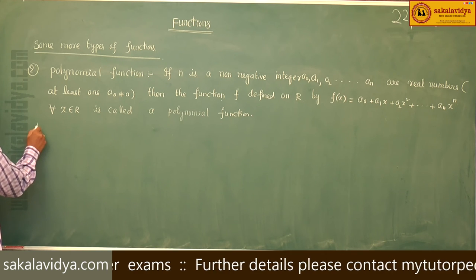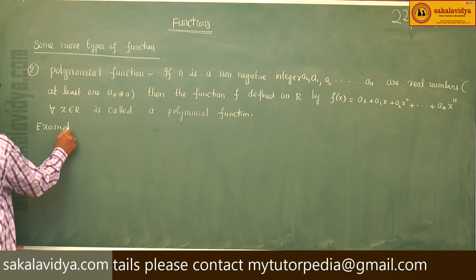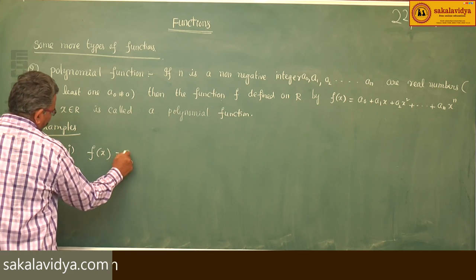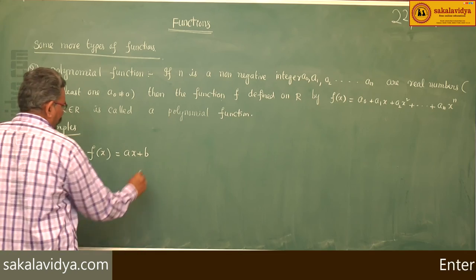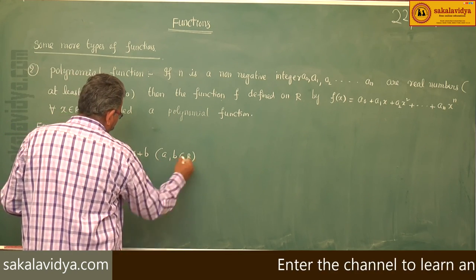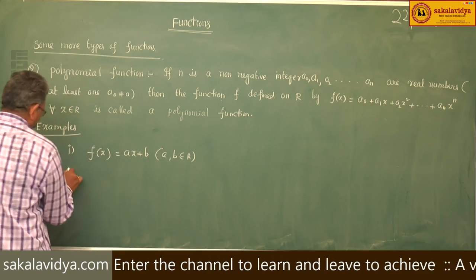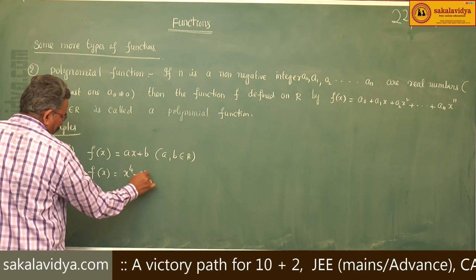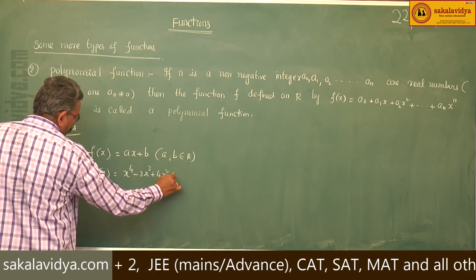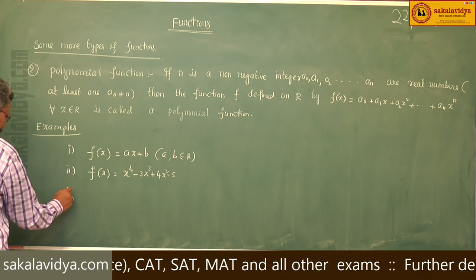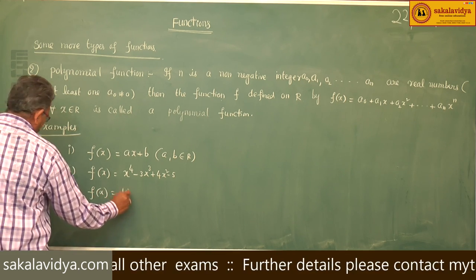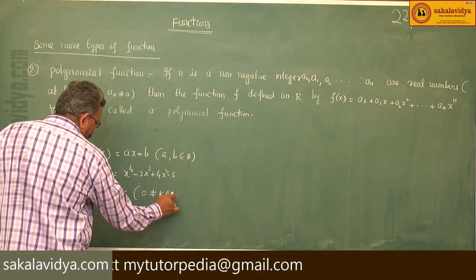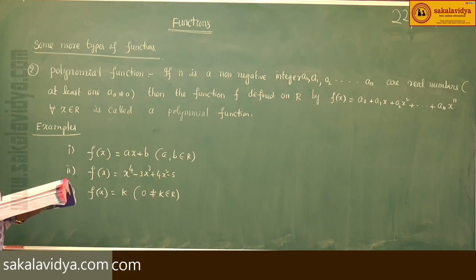Some examples you can take. So this is f of x is equal to ax plus b. Here both a, b belong to real numbers. And next, second example. f of x is equal to x to the power of 4 minus 3x cube plus 4x square minus 5. Some f of x is equal to k, here 0 does not equal to k, whereas k belongs to R. Here k is a constant, and is also a polynomial function.